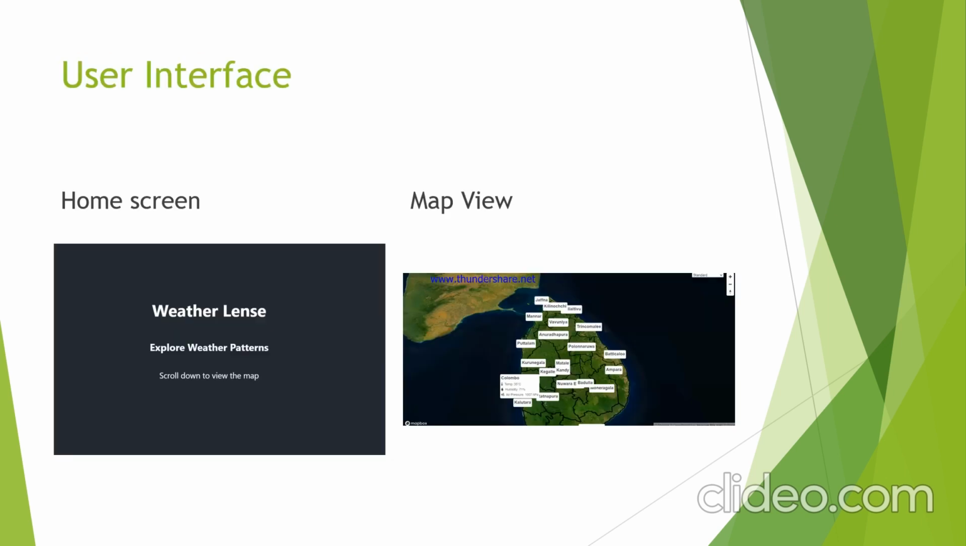When we talk about the user interface, I have divided it into two screens: the home screen and the map view. On the home screen, you have to scroll up to see the map view. Then you can see the updated map view.